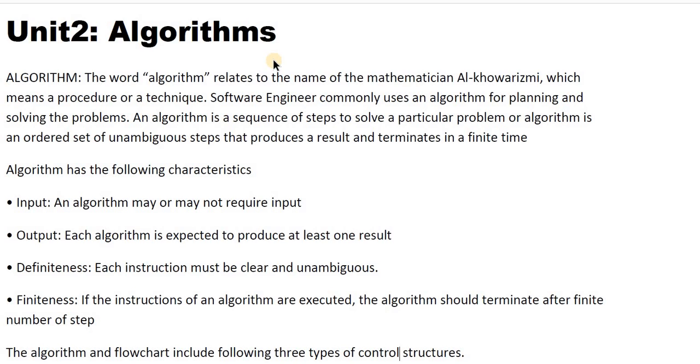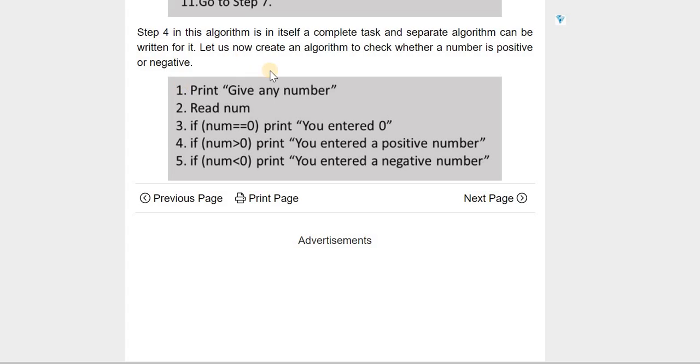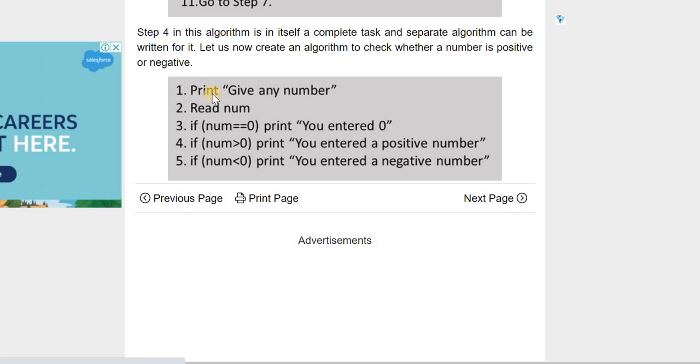So I come up with this algorithm. You can see here we have to check whether the number is positive or not. So first step is what? We have to input a number. So print "give any number". By this step we have to input any number. After that we have to read that number. So what is that number? What you have entered.